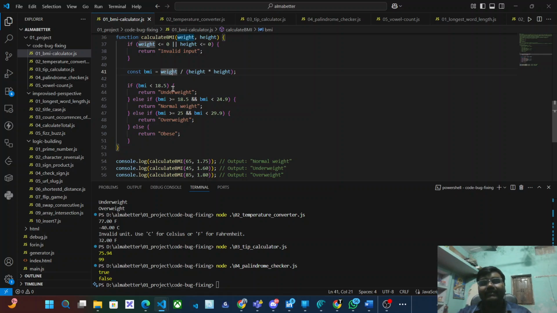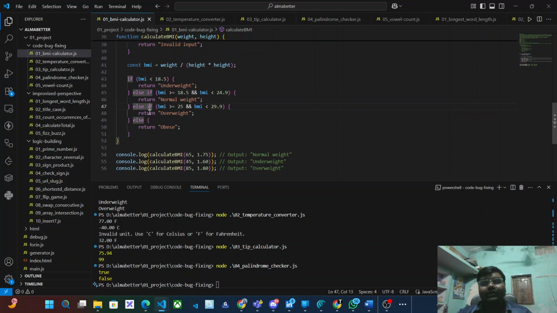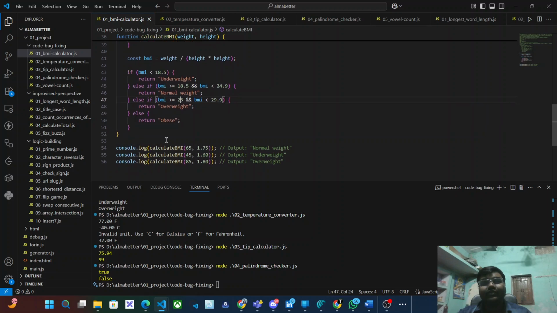We are implementing our BMI formula here, and we are using an if else condition, checking if BMI is less than 18.5, it's underweight. If between 18.5 and 24.9, it's normal weight. We are considering the exclusive condition, so we are not including equal to. Now come to the next else if, where we are checking if the BMI is between 25 and 29.9, it's overweight, and if it's greater than 29.9, then it's obese.